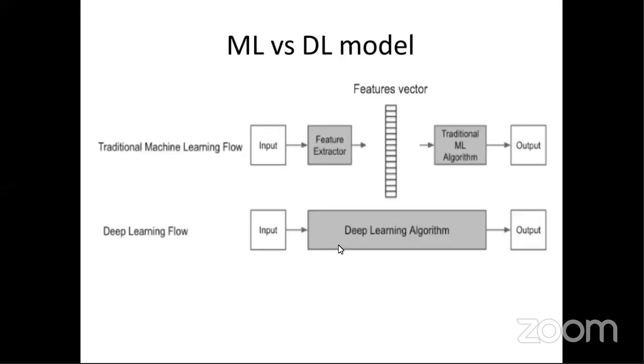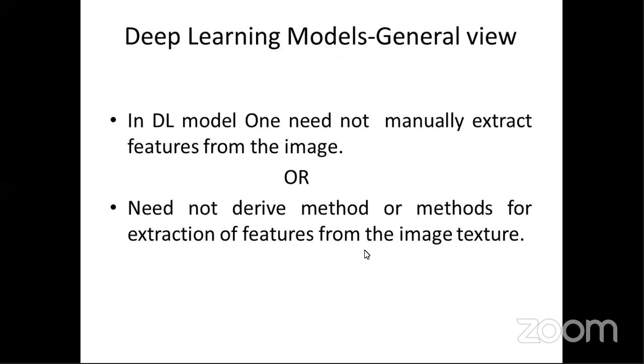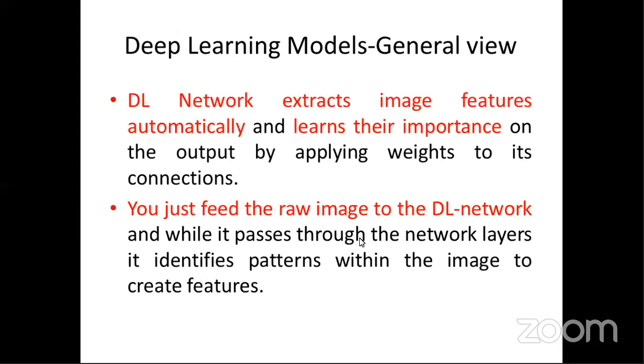Try to understand this slide. This slide is very powerful and very important. In the deep learning model, one need not manually extract the features from the image and need not derive methods for extraction of features from the image texture. What is texture? Texture is nothing but a surface. In the deep learning model, one need not concentrate on how to derive methods for extracting the significant features. The deep learning model itself will derive the significant features.